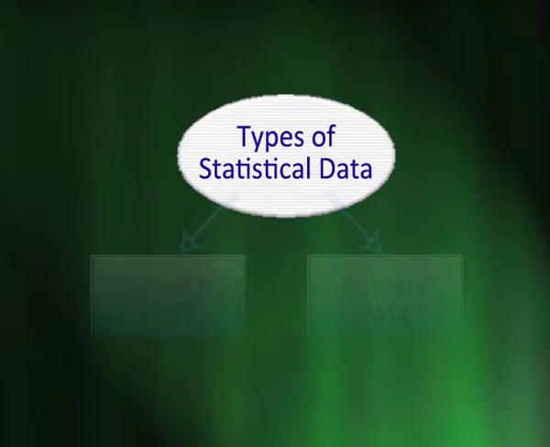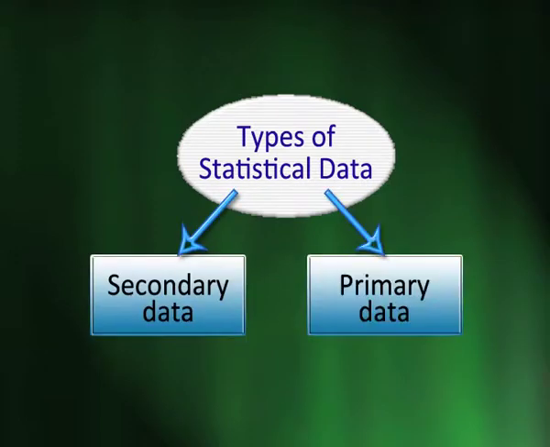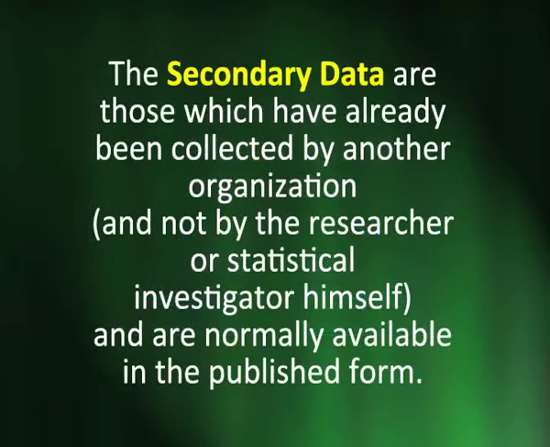As far as statistical data are concerned, there are 2 types of statistical data, the secondary data and the primary data. The secondary data are those which have already been collected by another organization and not by the researcher or statistical investigator himself, and are normally available in the published form.